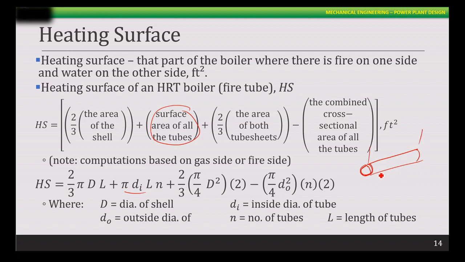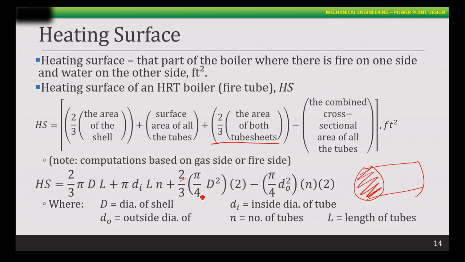Okay, so the surface area here is actually just this area. Nothing protrudes here. Then 2/3 of this, both of the tube sheets, so 2/3. Then this one is bigger, right? So this is the area.